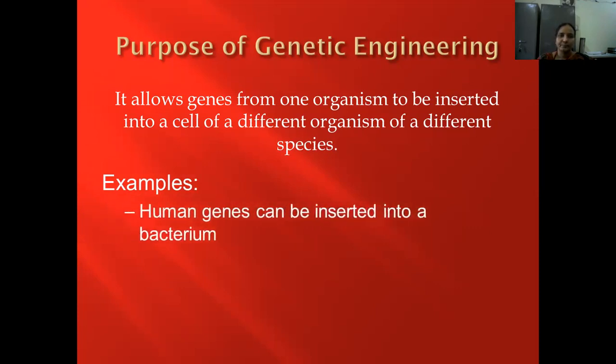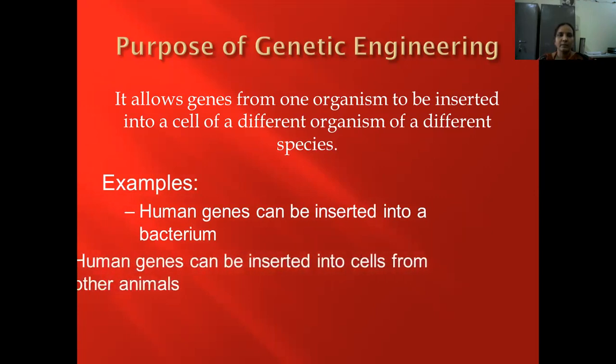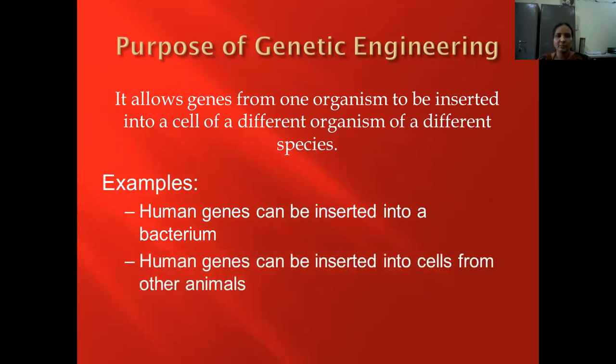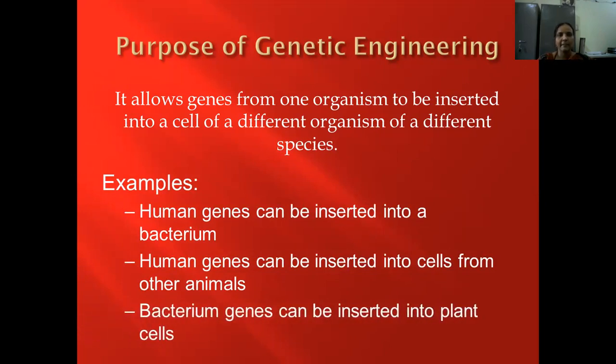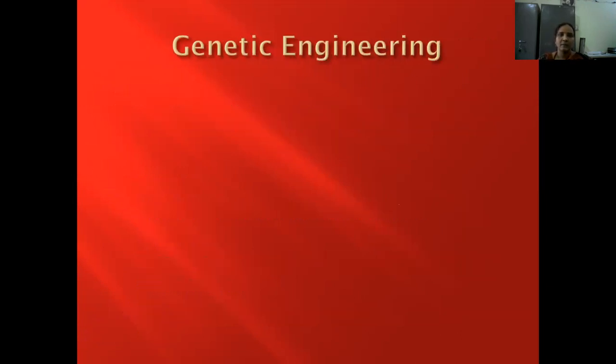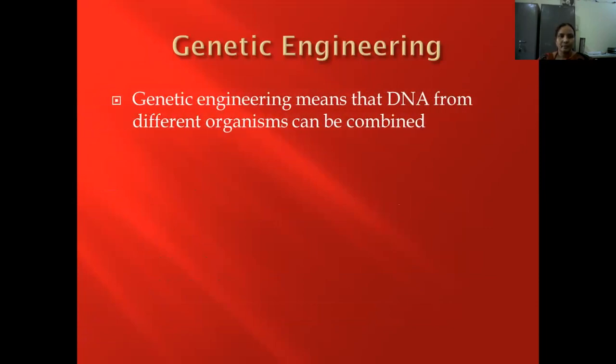For example, a human gene can be inserted into bacteria. A human gene can be inserted into the cells of another animal. Then a bacterial gene can be inserted into a plant cell. It means we can insert a gene from a human into another organism, and a gene from another organism we can also add into a human being. So genetic engineering means that DNA from different organisms can be combined. The genes of two organisms are to be engineered.